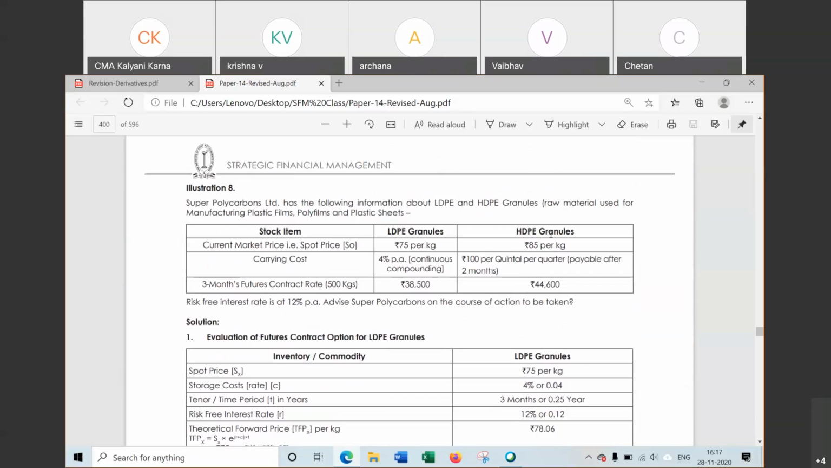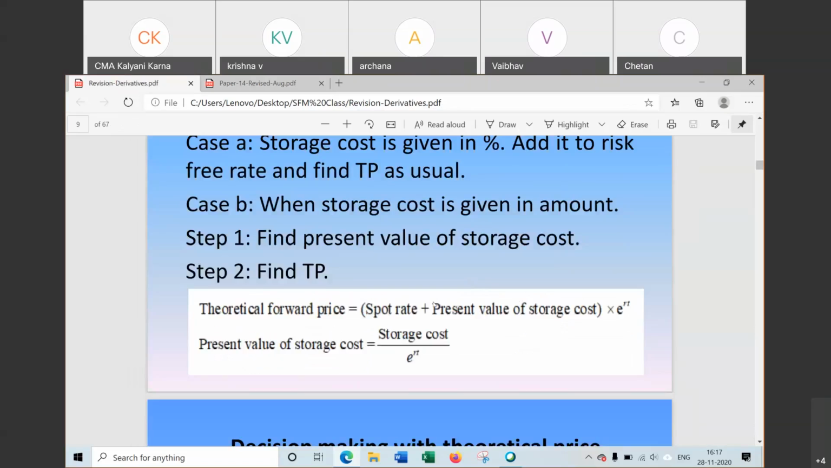But when storage cost is given in amount, in that case, we will find the present value of storage cost. Then we will add it to the spot rate and then we will multiply with e to the power of RT. This will be the difference when it is given in percentage and when it is given as a value.